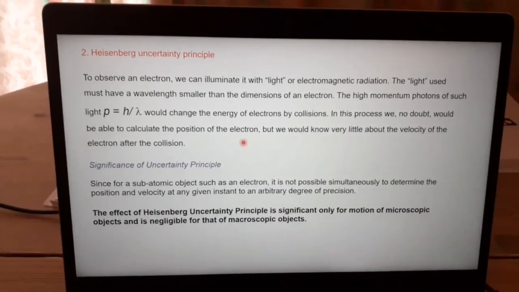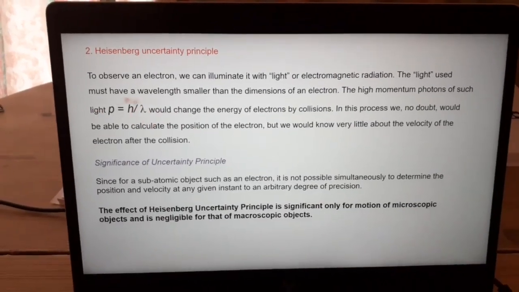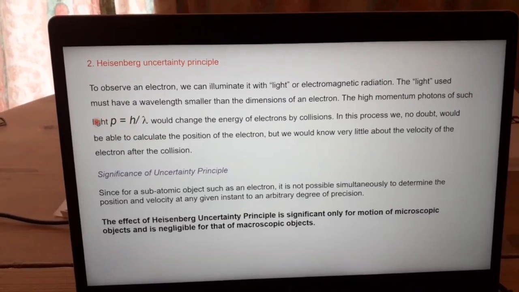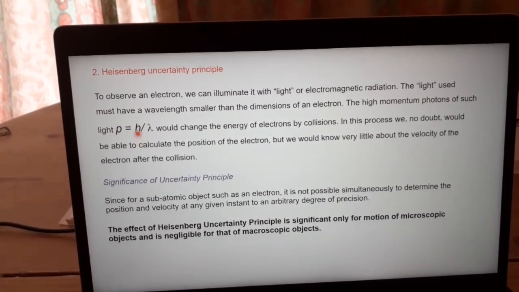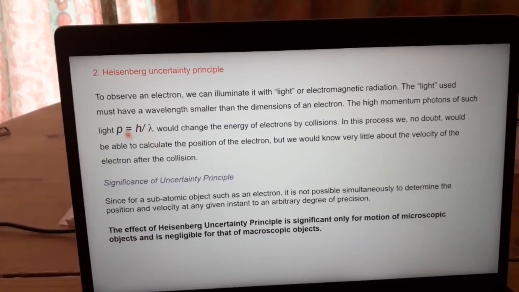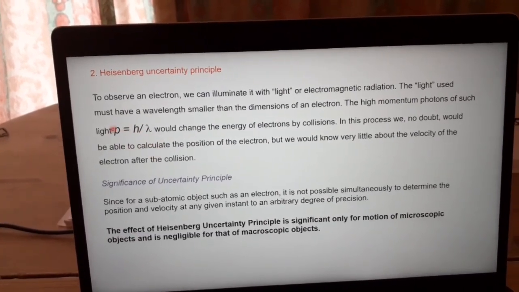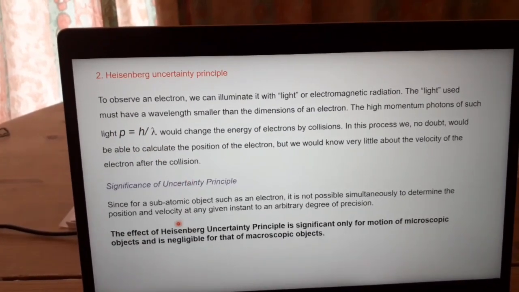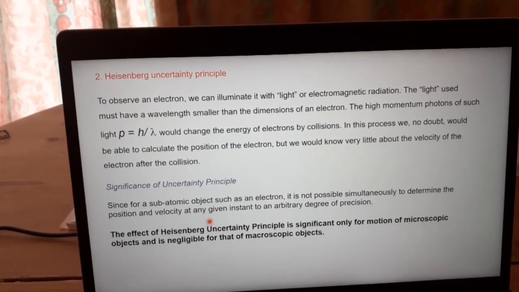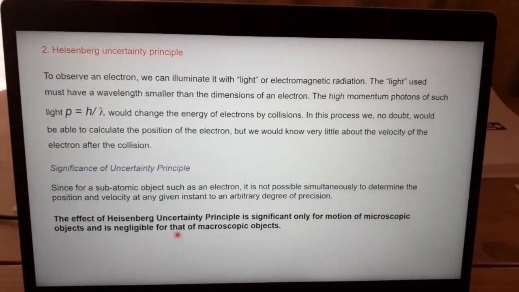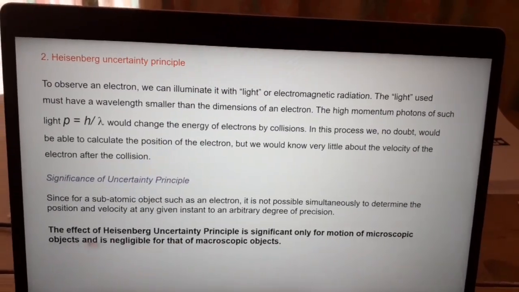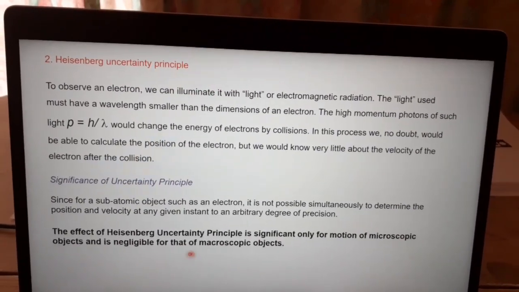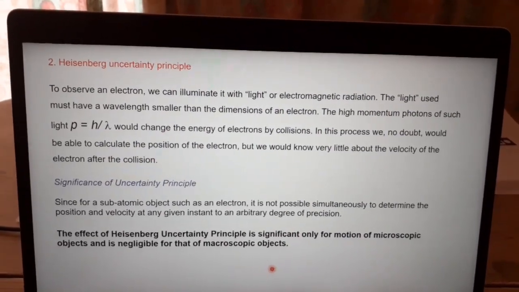And here I have also reported the photon energy of the light in terms of the momentum, which is basically h by lambda. This is a very important formula for the mathematical calculation. So what is the significance of the uncertainty principle? The effect of the Heisenberg uncertainty principle is significant only for the motion of microscopic objects. It is negligible for macroscopic objects, right?